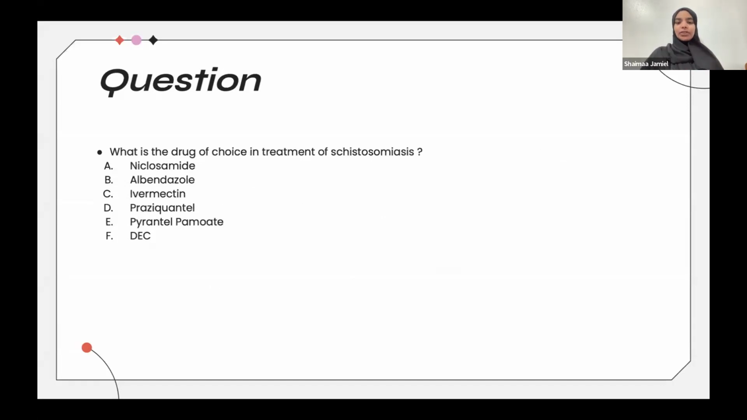Praziquantel. Okay. Niclosamide is the drug of choice for cestodes, yeah, except cysticercosis and hydatid cyst. Albendazole is the drug of choice for everything tissue, like cysticercosis, hydatid, yeah, and the last one, the very important one, big, large worms.